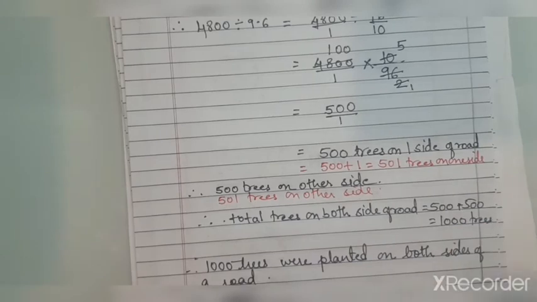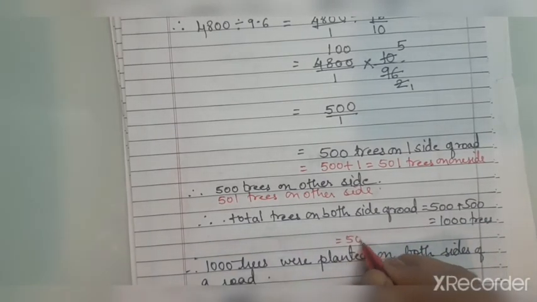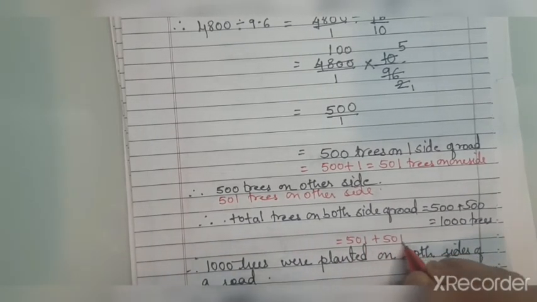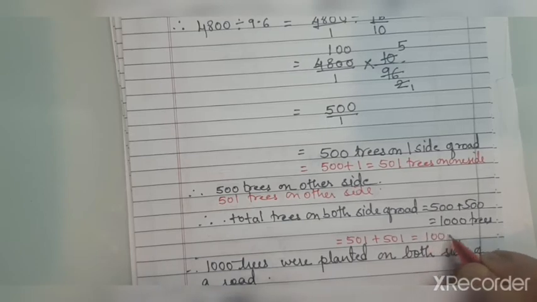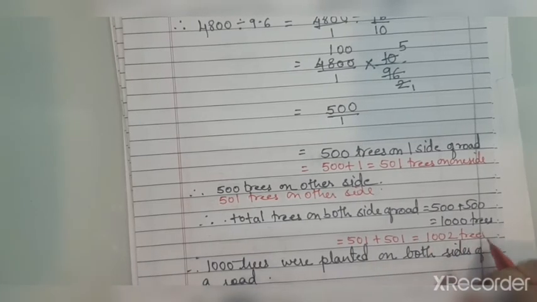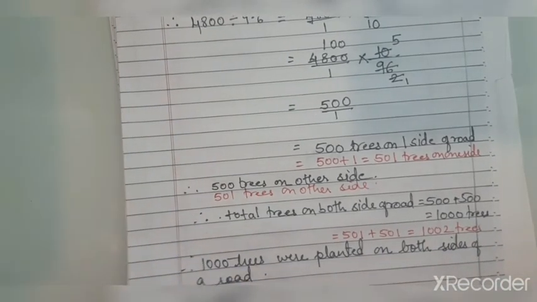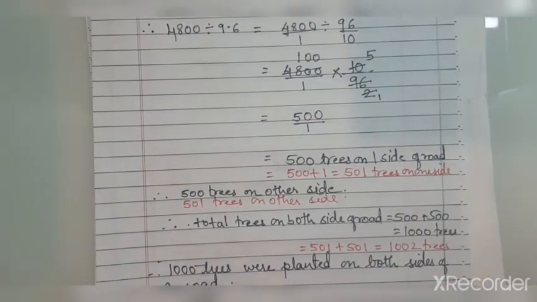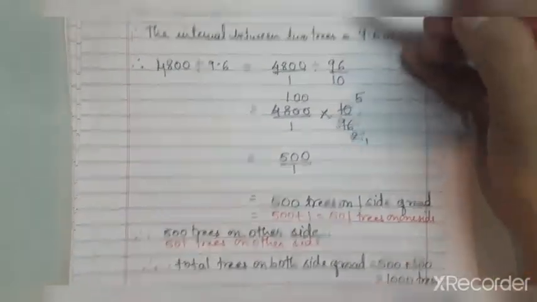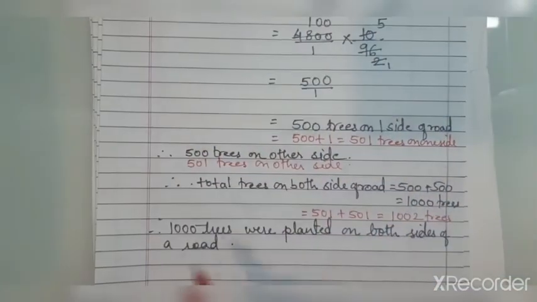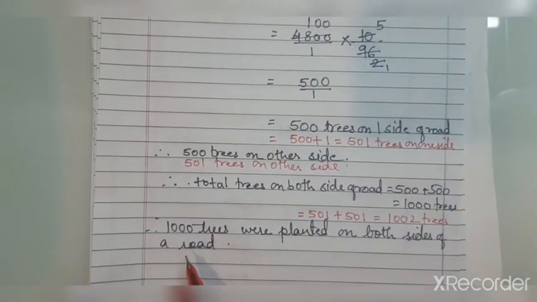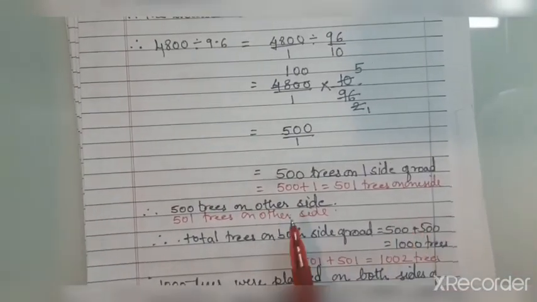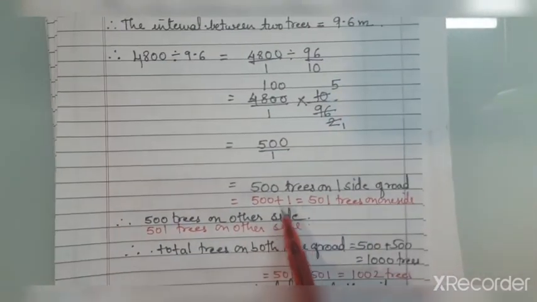Okay, and therefore the answer here is 501 plus 501, which is equal to 1002 trees. So don't get confused that behind they have given 2 answers. You all can solve in this manner which I explained to you, where we are getting the answer as 1000. Or here I have written in red, that is plus 1.